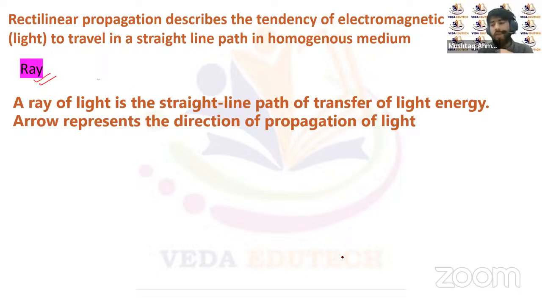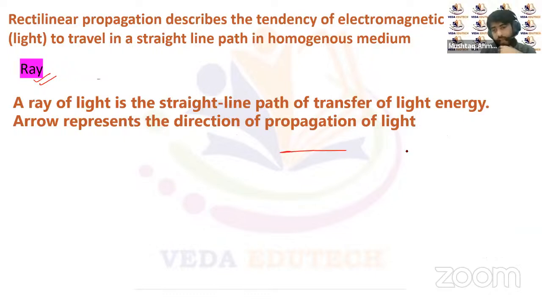What do we mean by ray, right? A ray of light is the straight line path along which the transfer of light energy takes place. Or we can say it's the straight line trajectory along which light travels. That path we call a ray, and any ray can be represented by this. This is the representation of a ray.